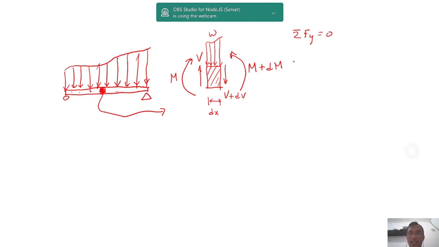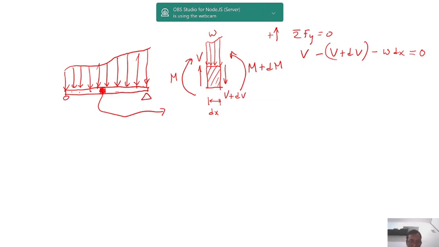there will be V going upwards, positive. Positive is going upwards. Then there will be V plus dV going downwards, negative. And there will be W going downwards as well. But for W, because this is a force equilibrium, we have to multiply W with dx. So we will have like this: V minus (V plus dV) minus W dx equal to 0.